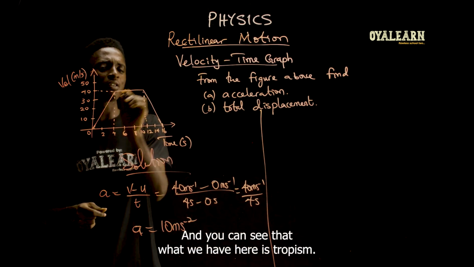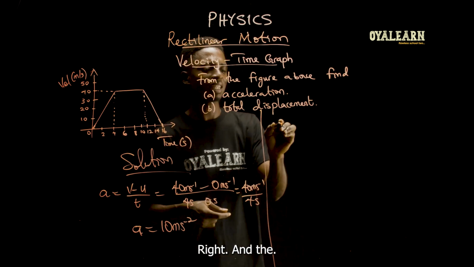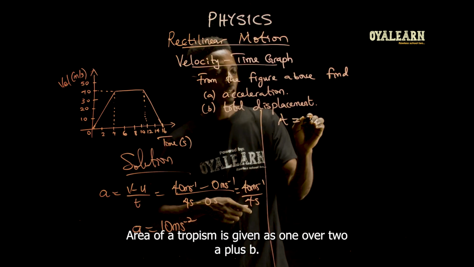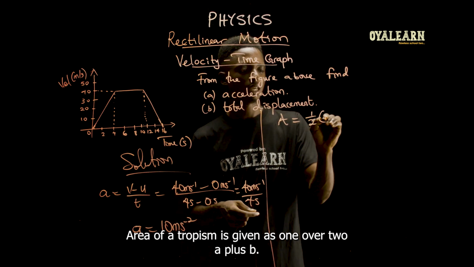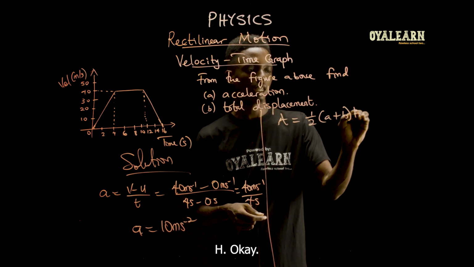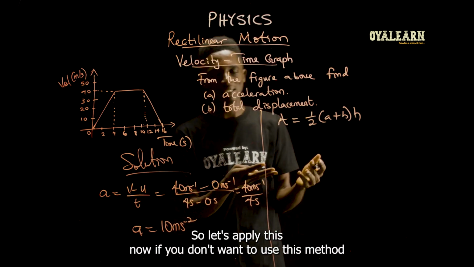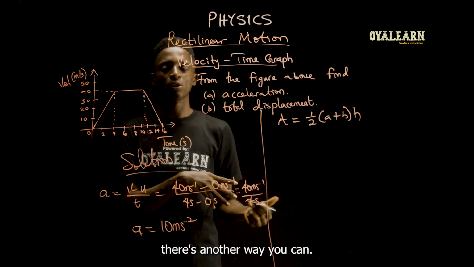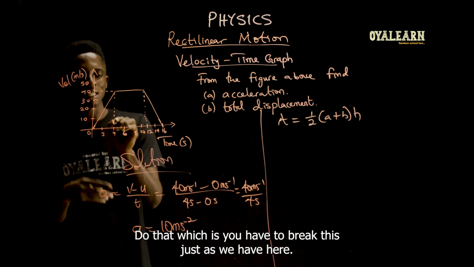And you can see that what we have here is a trapezium, right? And the area of a trapezium is given as 1 over 2 (a plus b) h. Okay? So let's apply this. Now, if you don't want to use this method, there's another way you can do that, which is you have to break this just as we have here.